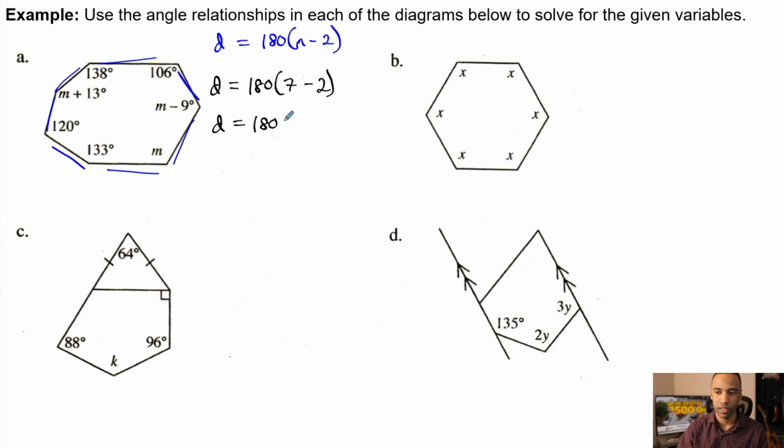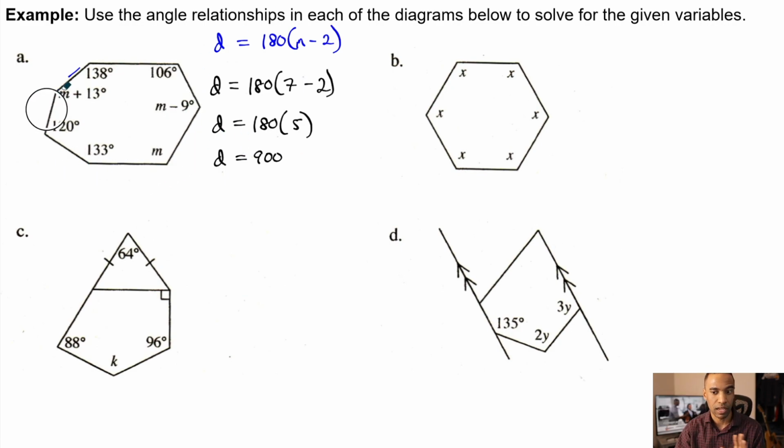You could get the calculator out. I'll help you with this one here. That should be 900. So the interior angle sum of this 7-sided shape, and by the way, it doesn't have to be all angles congruent or anything like that, is 900 degrees. That means when I add up all of these, it will equal 900. And that's exactly what I'm going to do.